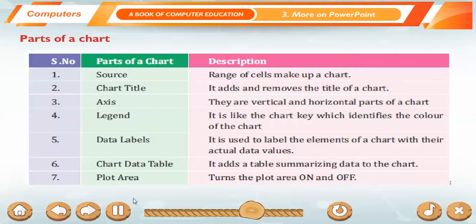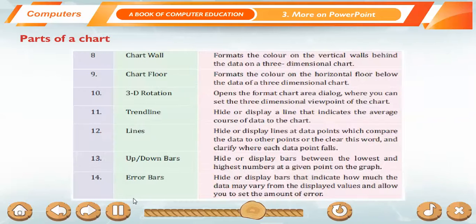Plot area. Turns the plot area on and off. Chart wall. Formats the color on the vertical walls behind the data on a three-dimensional chart. Chart floor. Formats the color on the horizontal floor below the data of a three-dimensional chart. 3D rotation. Opens the Format Chart Area dialog where you can set the three-dimensional viewpoint of the chart.